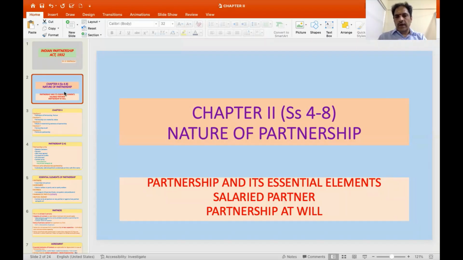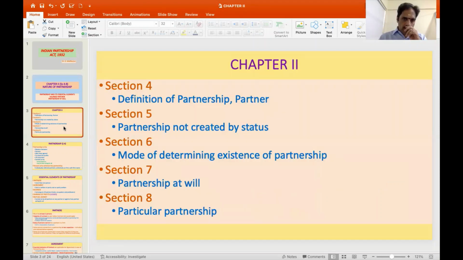Chapter 2, which deals with the nature of partnership. The sections are sections 4 to 8. The important aspects covered in this chapter are partnership and its essential elements, nature of partnership, then something called a salaried partner, which is peculiar. Then what is partnership at will? So the chapter, as I told you, contains 5 sections.